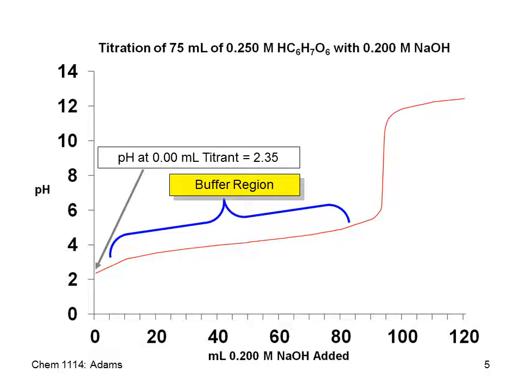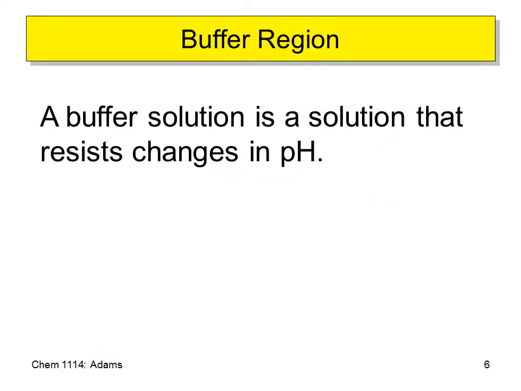The next region we're going to talk about is the buffer region. Here, highlighted in the area in the blue bracket. And a buffer is a solution that resists changes in pH. So if you look at your graph again, you'll see we added a lot of sodium hydroxide, but the pH didn't change all that much.